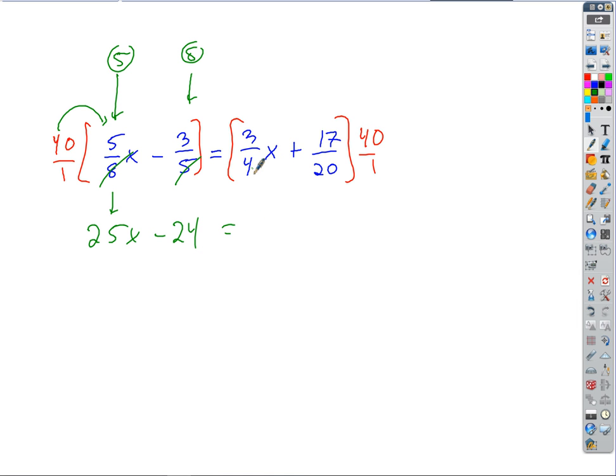40 over 4? 10 times 3? 30. And this one that was pretty hard, right? 680 over 20 seems pretty hard. What's 40 over 20? 2 times 17? 34. That's no big deal. Way easier, right?